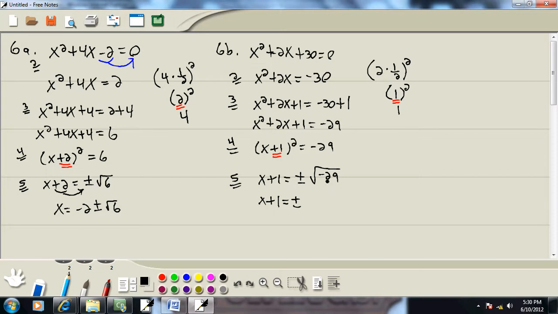Now, a negative inside of a square root can come out as an i. So this gives us i square root of 29. I oftentimes will put it out in front of the square root so we won't get confused on whether it is underneath the square root or outside. But you can do it however you want. Technically, standard form says it should be after it. Take the 1 over to the right side, becomes a negative 1. So we got negative 1 plus or minus i square root of 29. And that's our answer.